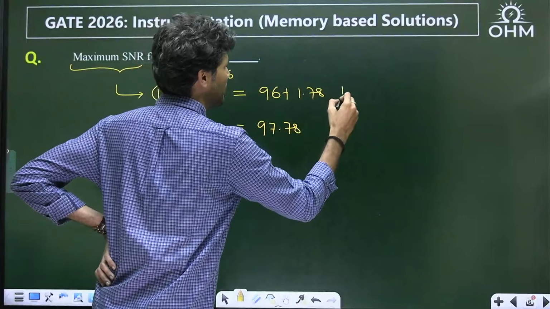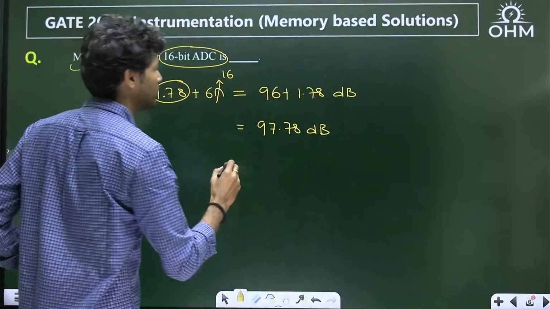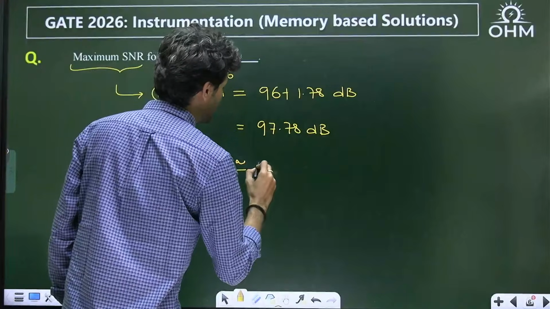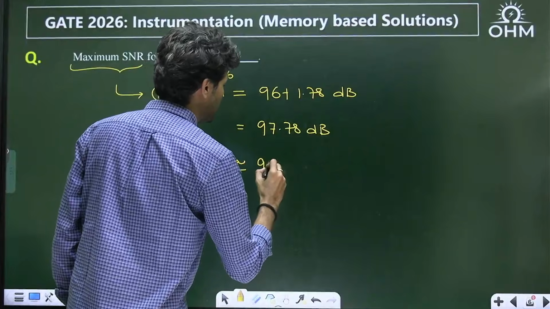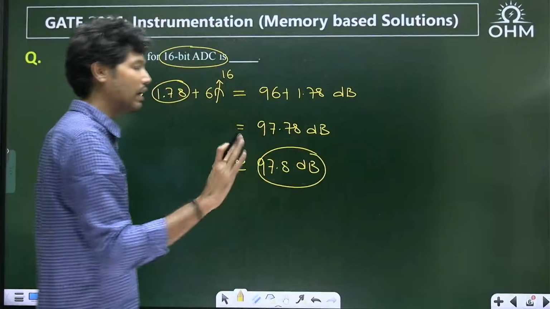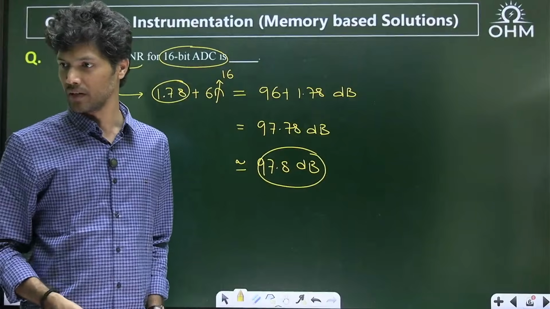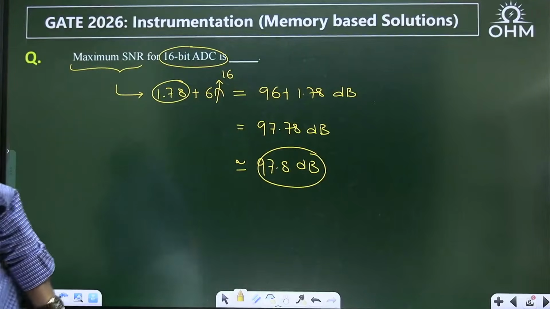which is equal to 97.78. And by the way, this is the answer in terms of decibels. So roughly you can say this is 97.8 decibels, or roughly 98 decibels if it is an integer, the closest integer. Yeah, good.